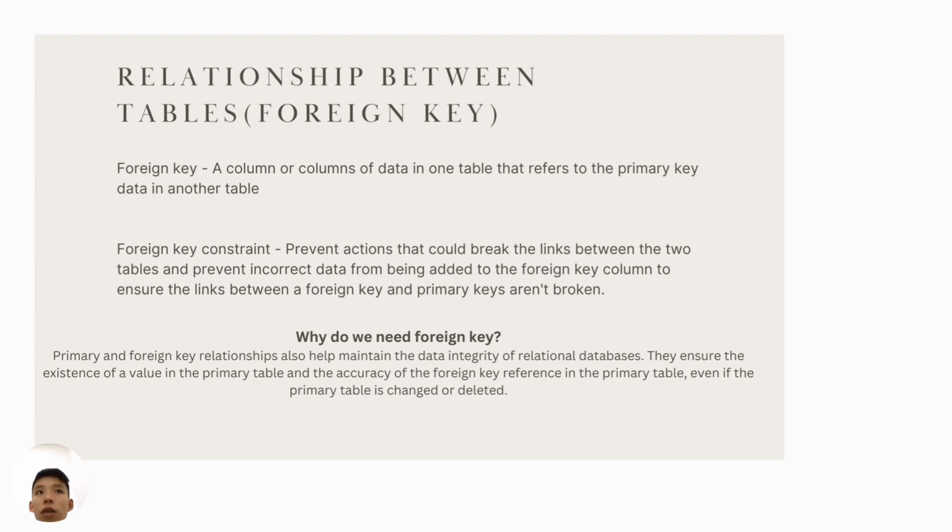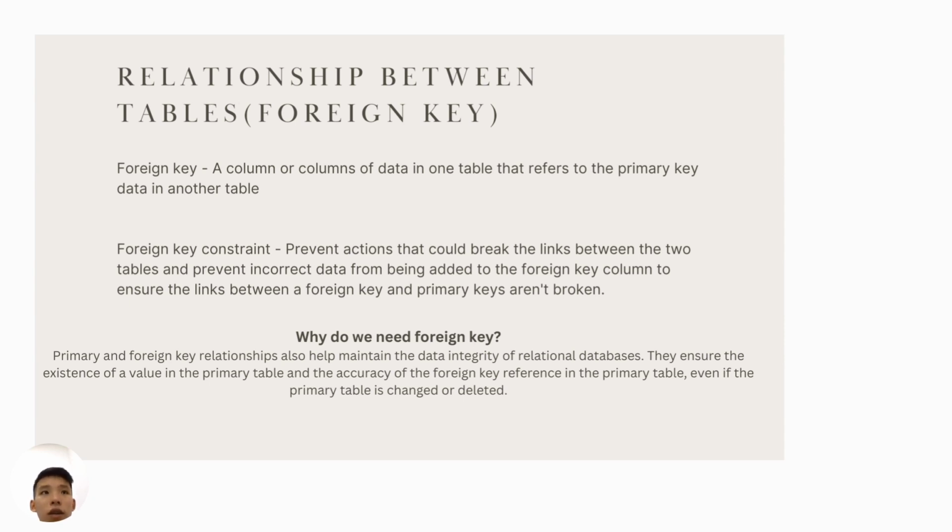Foreign key is a column or columns of data in one table that refers to the primary key data in another table. Foreign key constraint is used in SQL to prevent actions that could break the links between the two tables and prevent incorrect data from being added to the foreign key column, to ensure the links between a foreign key and primary keys are not broken.